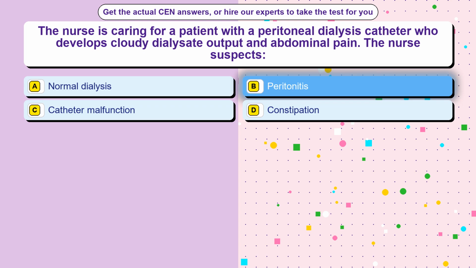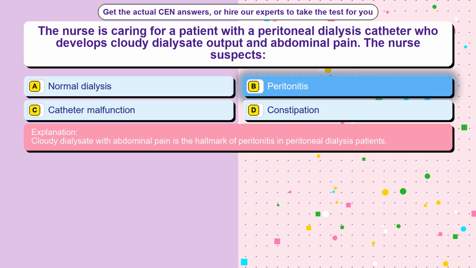The correct answer is option B. Peritonitis. Cloudy dialysate with abdominal pain is the hallmark of peritonitis in peritoneal dialysis patients.